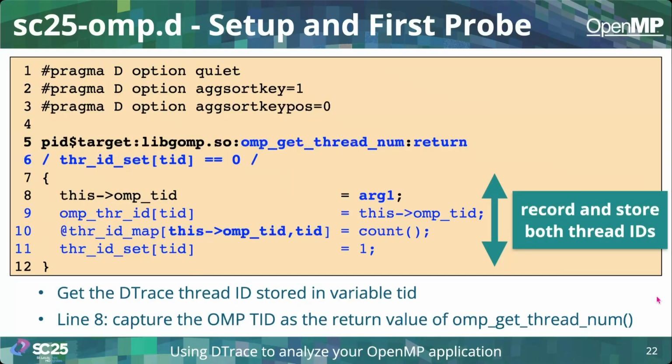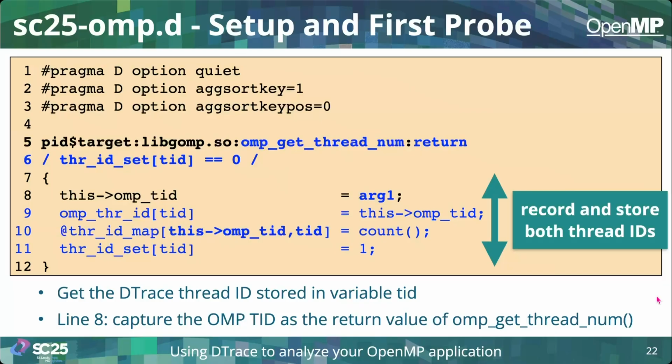And for that I wrote a second script, and that's shown here. The first 3 lines are the same. I'm setting my preferences. Then I have the first probe. It starts at line 5 and ends at line 12. The function that I want to look at is omp_get_thread_num. It will give me the thread ID. And I'm looking at the return.